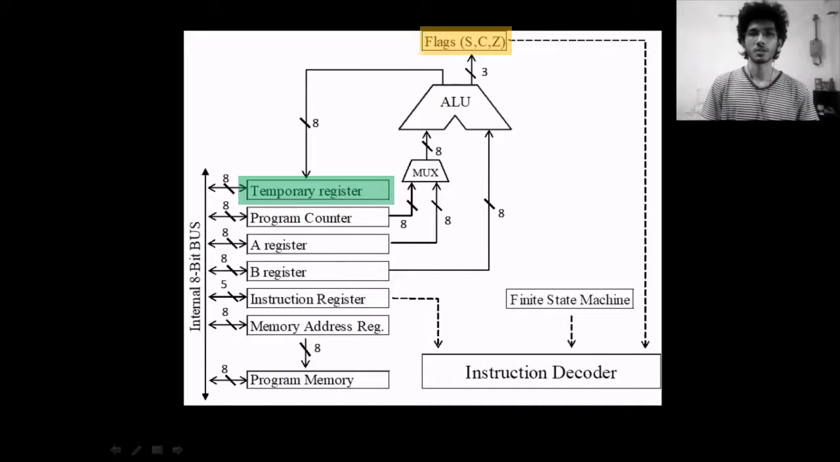The flag register stores the status flags, and each flag stores some special information about the result that was computed. The 3 status flags are the sign flag, the carry flag and the 0 flag. The sign flag is set to 1 if the result computed was a negative number. The carry flag is set to 1 if the computed result was 9 bits wide, that is, it could not be stored in 8 bits. And the 0 flag is set to 1 if the computed result was 0.